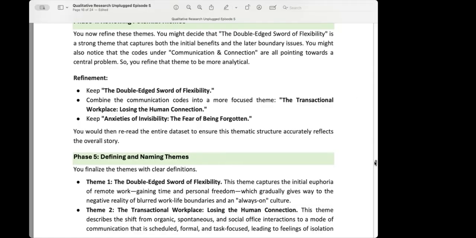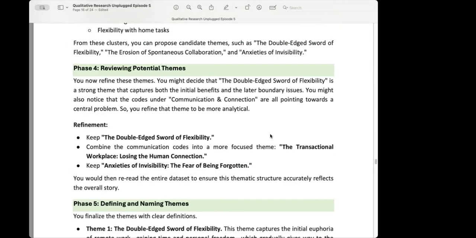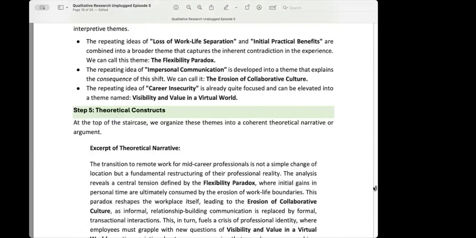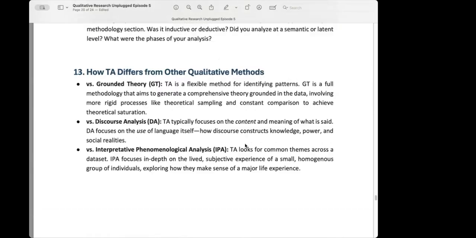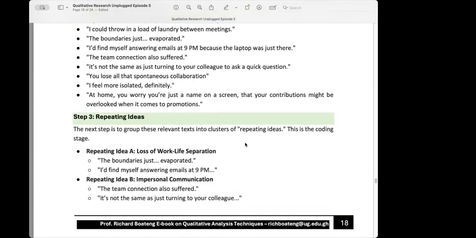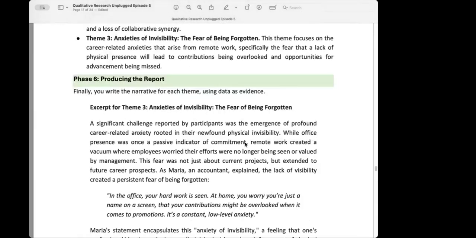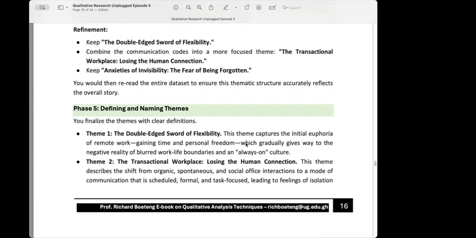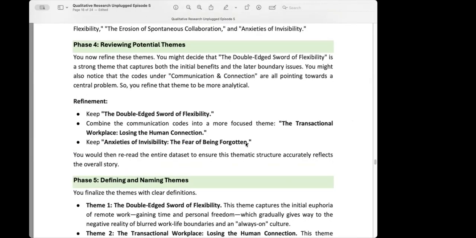Illustration. Maria. Right. After the initial grouping in phase 3, you'd begin refining, using these two levels. For Maria's data, you might look at that double-edged sword of flexibility candidate theme. Reviewing the extracts, you confirm it strongly captures both the initial benefits she felt, reclaiming time, home tasks, and the later boundary issues that emerged, working longer, difficulty switching off. It speaks to a single, complex concept that encapsulates a central tension in her experience. So you'd keep it, ensuring all collated extracts align perfectly with this tension. Okay, that one seems solid.